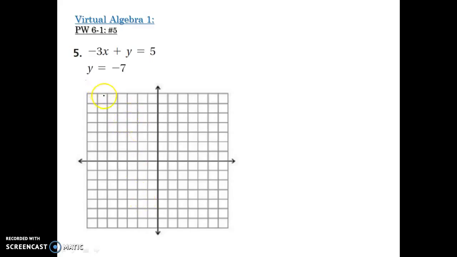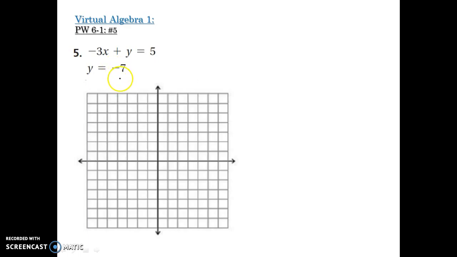Alright, here's a system of equations that we are going to solve by graphing. Let's start by graphing y equals negative 7. So this is going to be a horizontal line at negative 7. What it really means is x can be anything it wants, but y has to be negative 7.